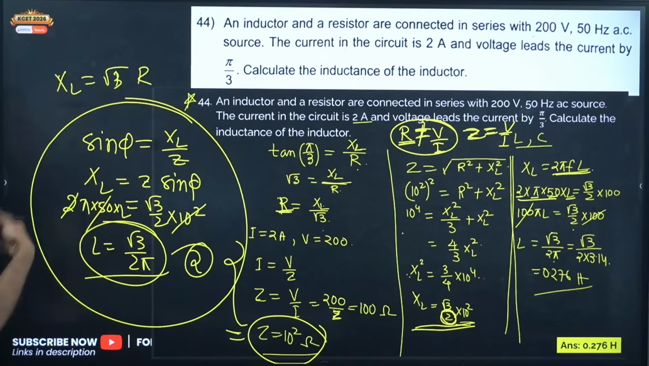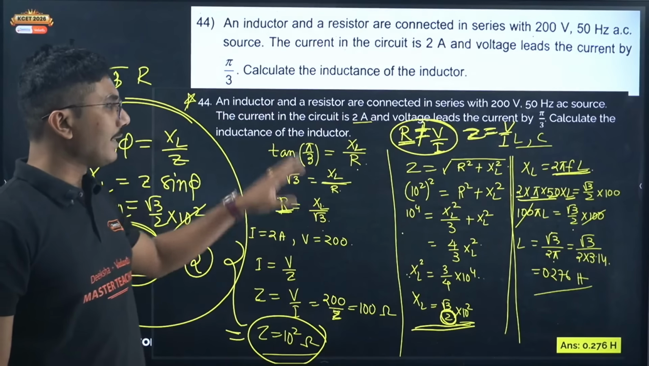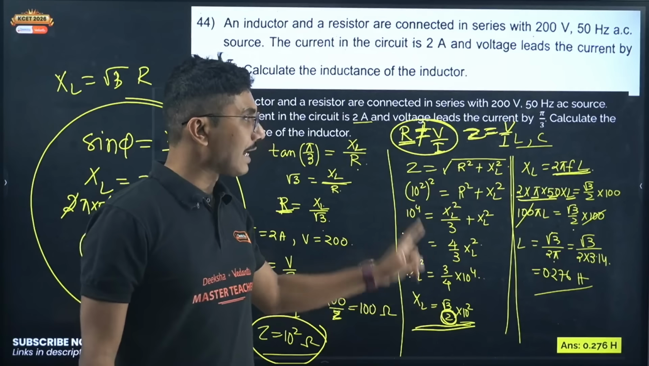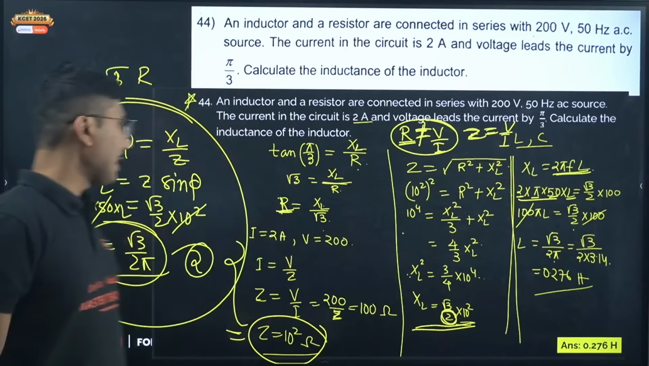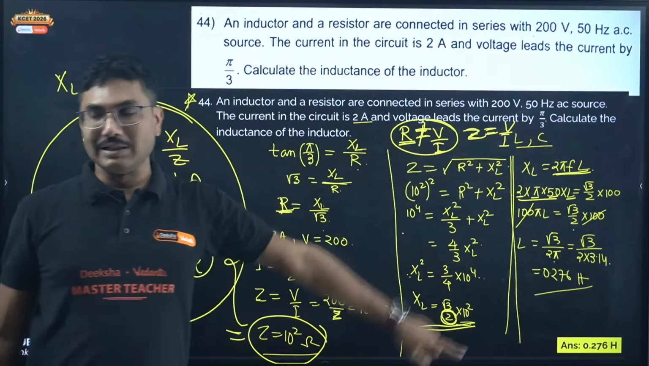This way is a shortcut method. So if you use the shortcut, fine. If you use the long cut, that is also fine. But you have to calculate the XL value first, and then from there the L value. Okay, calculating XL also carries marks. So Z, XL, L.